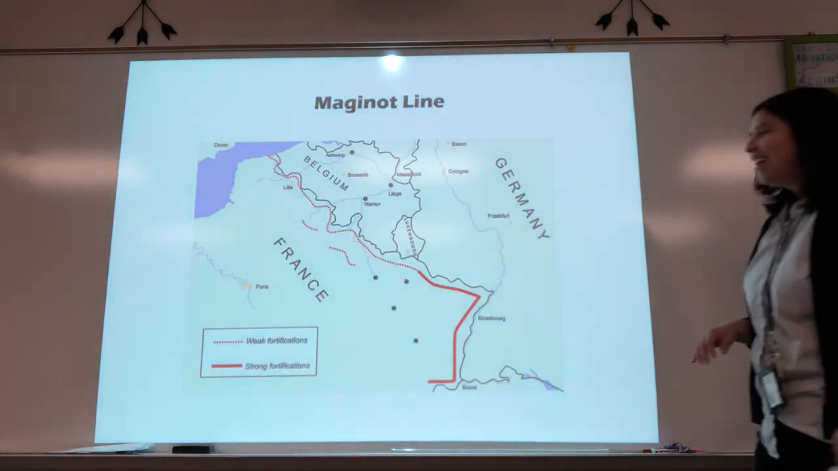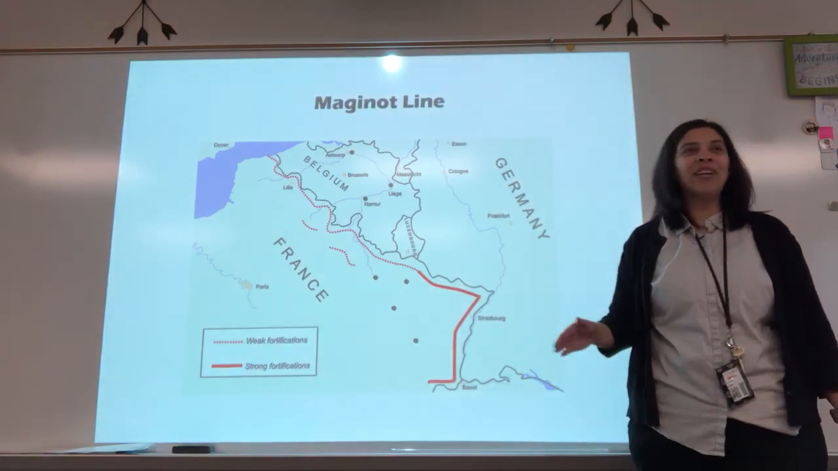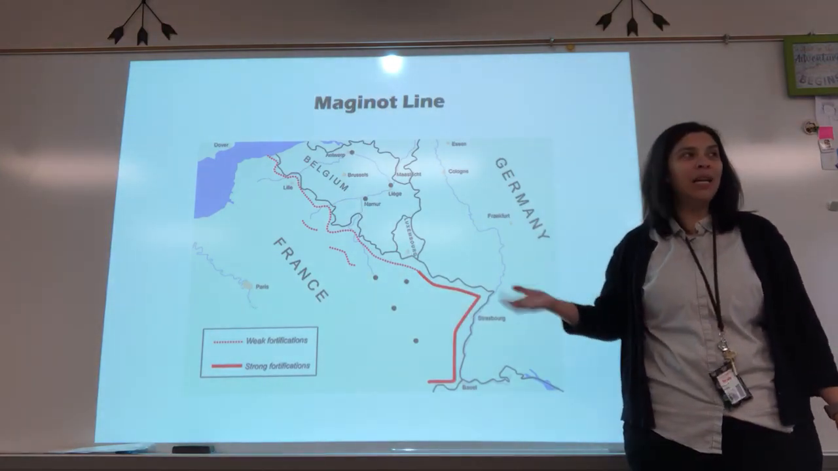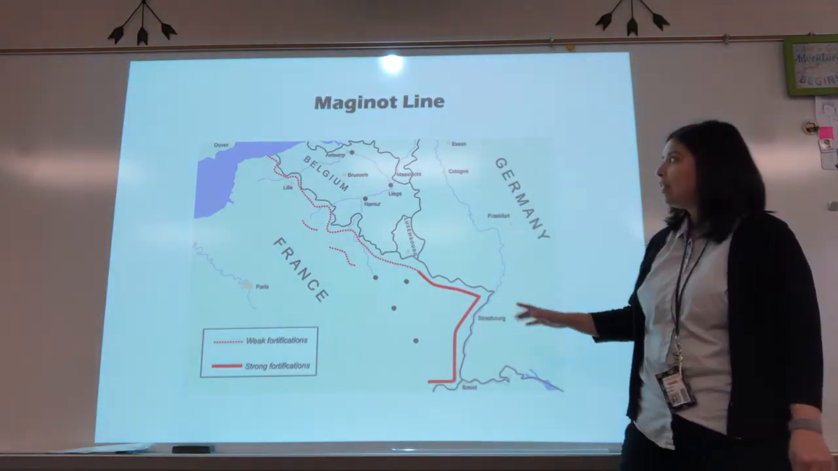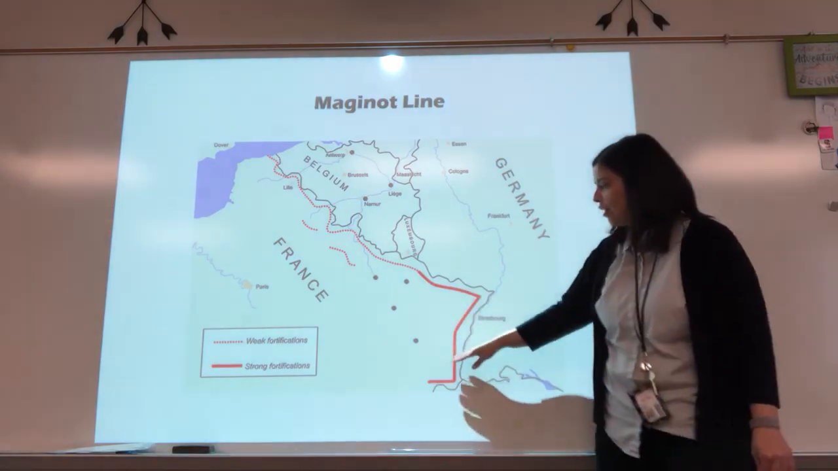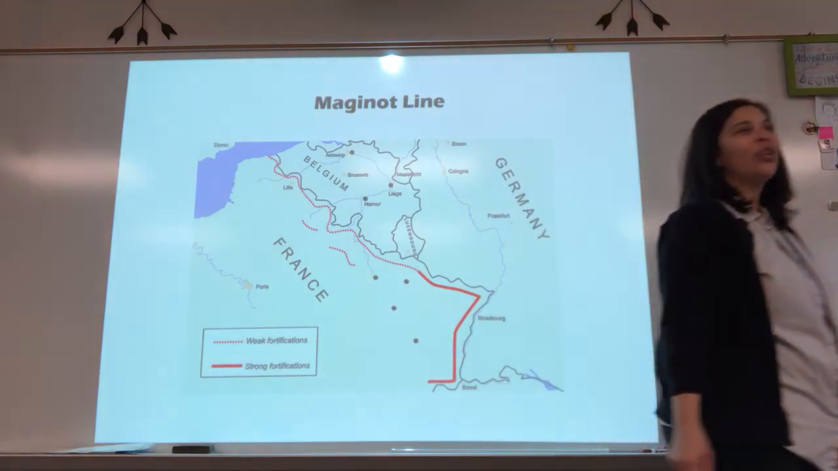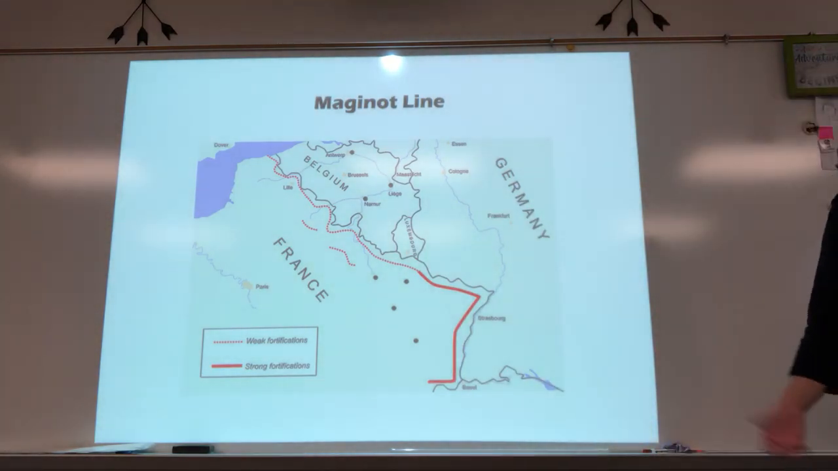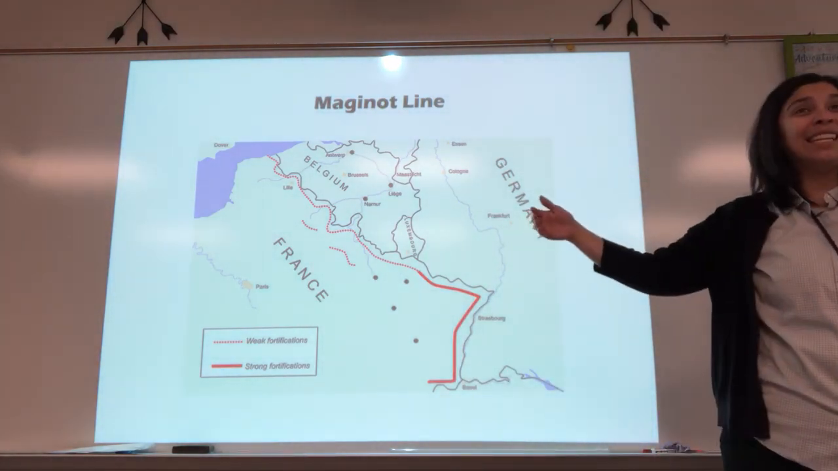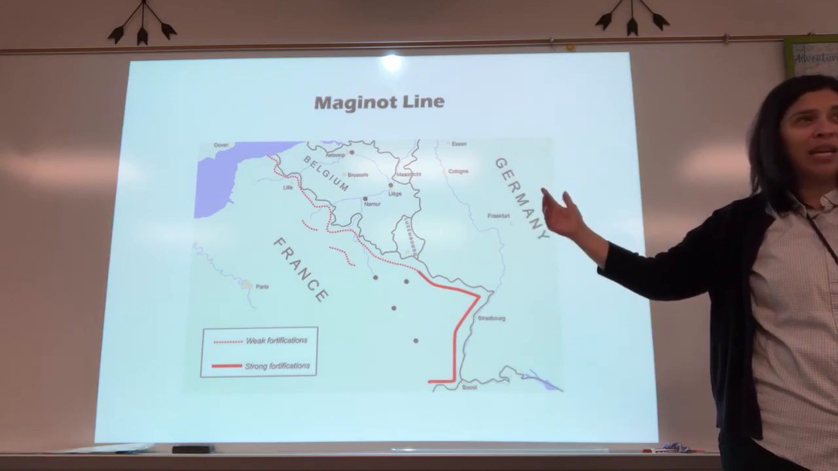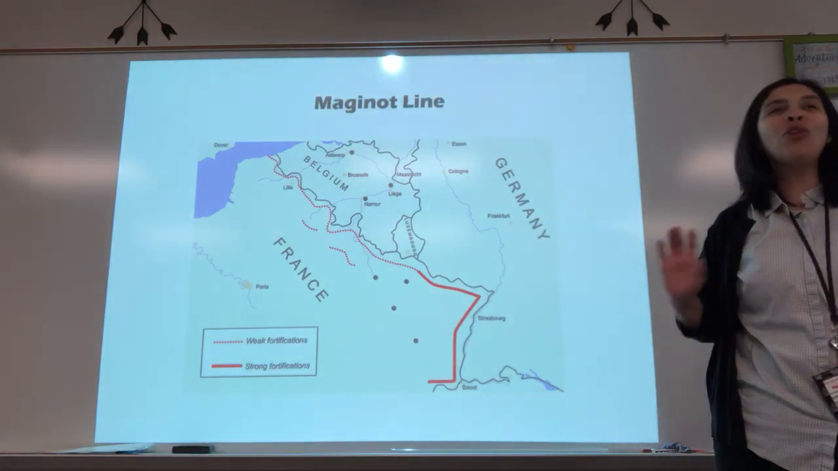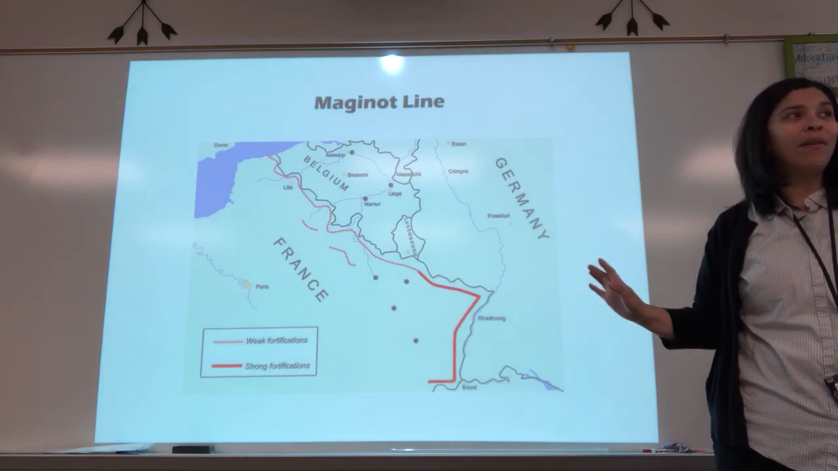Okay. So now France is freaking out. They realize we're going to be attacked by Germany. So they create the Maginot line. Right? There's the strong fortification. There's the weak fortification. So which way do you think Germany's going to invade? The weak. They're going to go through Belgium like they did in World War I, obliterate it in a week, and in 6 weeks, the whole of France will fall.